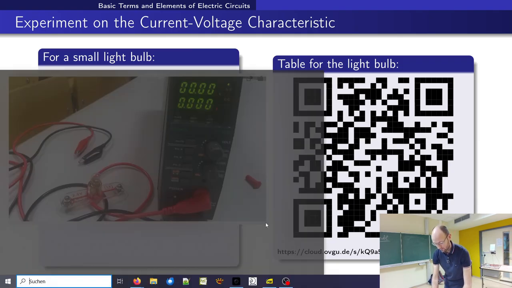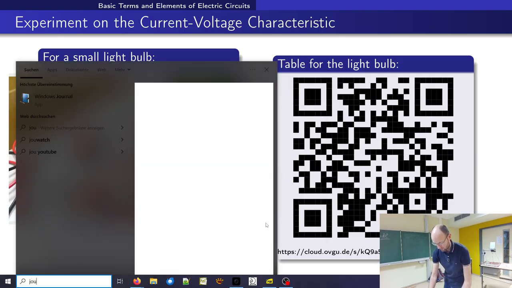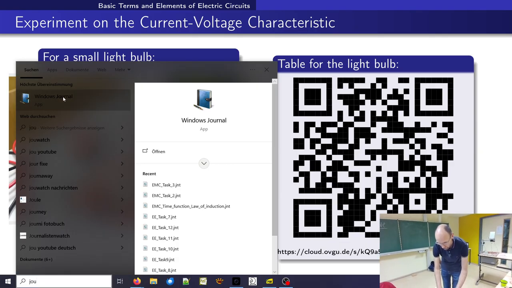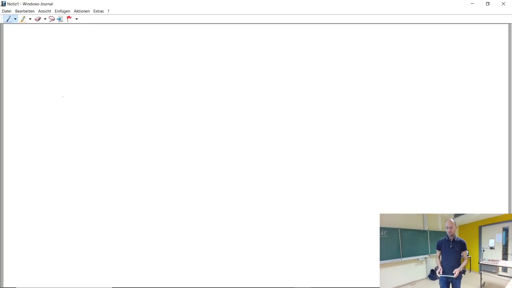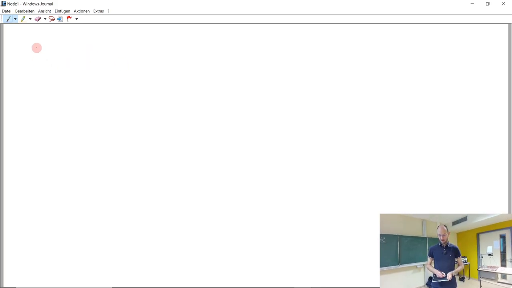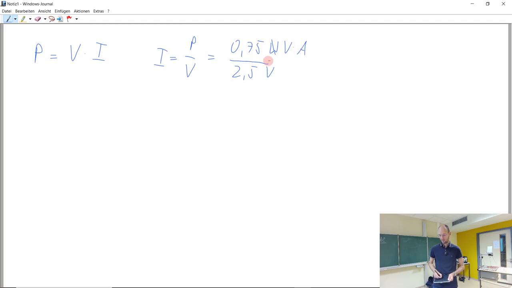Any ideas? So I will use my drawing program here. So there's an idea. So power is voltage times current. Exactly. So the current is the power divided by the voltage. And so we have the power 0.75 watts, and the voltage, as we have read, is 2.5 volts. And watt can be also written as volt times ampere, which perfectly makes sense, because at the end, the volts should cancel, we should get ampere.